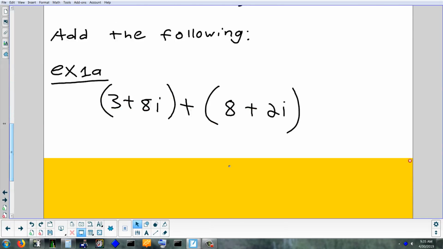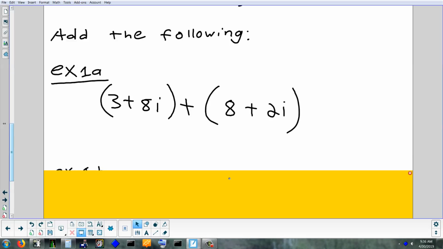3 plus 8i plus 8 plus 2i. Okay. The way it's going to be set up on the test is you're going to have 4 problems from what we're doing right now and the beginning of tomorrow. One add, subtract, multiply, divide. One of each. Okay. This is an example of it.